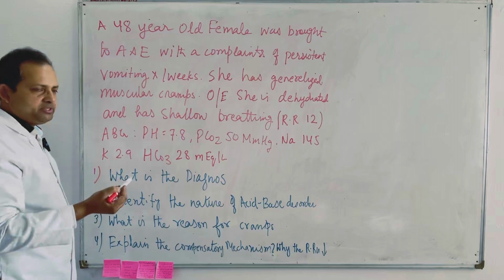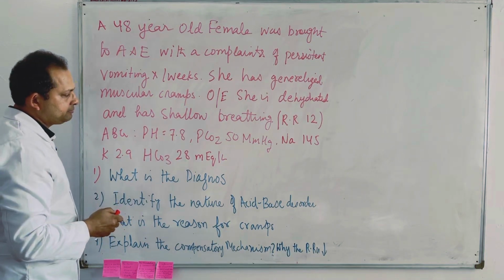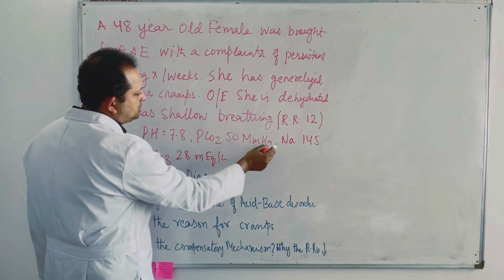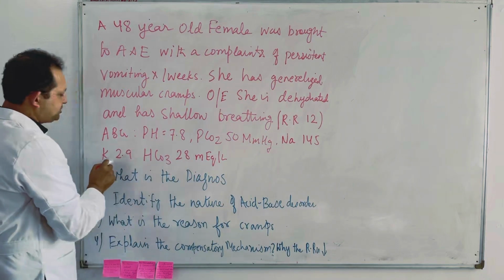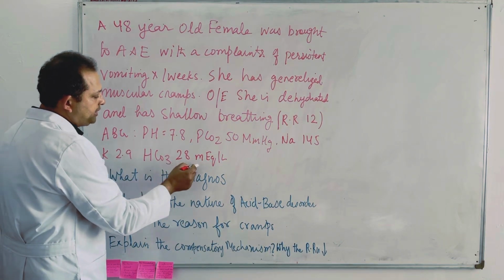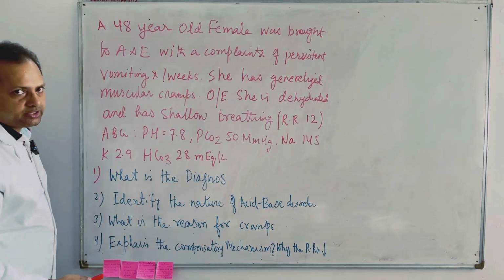Now we have done the ABG, and the ABG report shows that the pH is 7.8, PCO2 is 50 mmHg, sodium is 145, potassium is 2.9, bicarbonate is 28 milliequivalent per liter. Now what is the diagnosis?